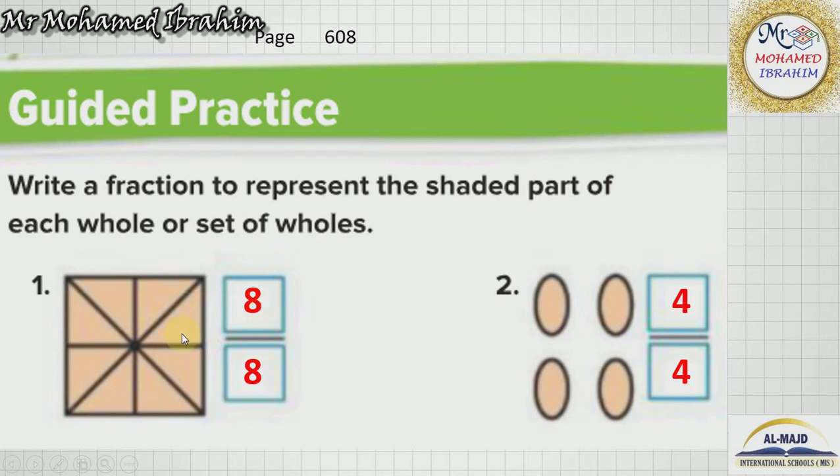As you see here, how many parts do we have? Let's count: 1, 2, 3, 4, 5, 6, 7, 8. So we shaded or colored 8 parts out of 8. Here, how many oval shapes do we have shaded or colored? We shaded 4 out of 4.